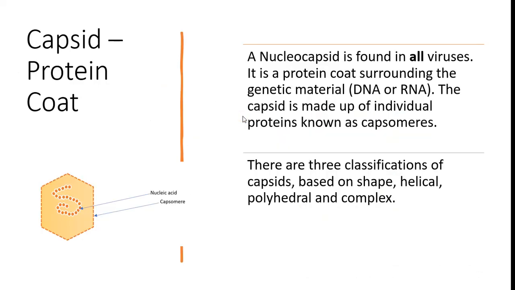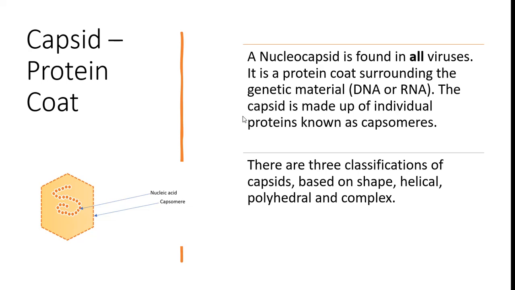So let's start first with that capsid, or that protein coat. That protein coat is going to be made up of many individual proteins known as capsomeres. And those capsomeres are going to completely surround the genetic material of DNA or RNA.